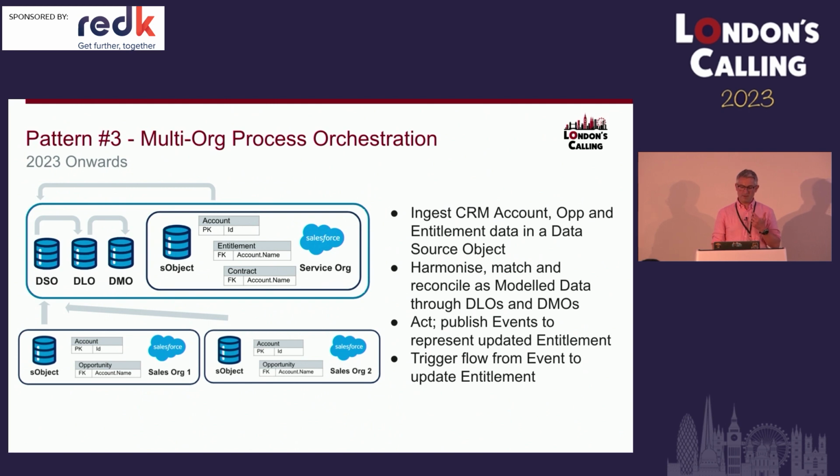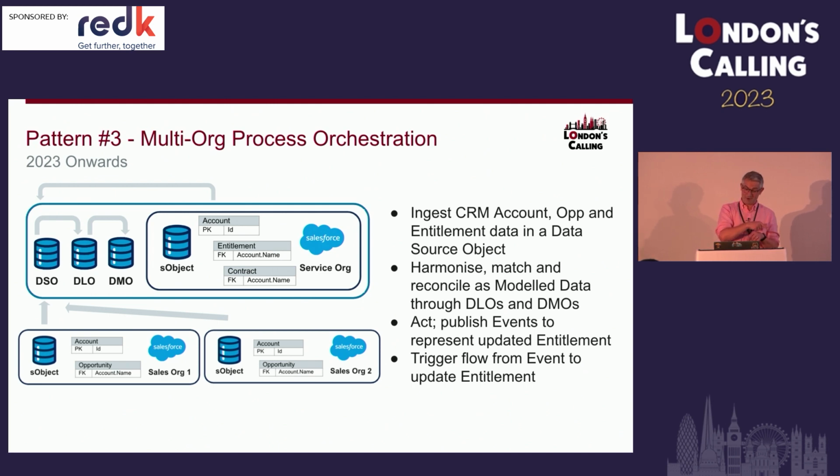So what do we do in a Data Cloud world? In a Data Cloud world, we are going to point the two sales orgs at Data Cloud. And we're going to use the accounts and the opportunities created in those orgs in a data source object. So we have them in our data source object, and we then need to harmonize and match them. So we are going to create a DLO, which is going to reconcile that data, and then it's going to push the data into a DMO. So we now understand all of the opportunities that have changed, and through the entire, sorry, I missed one thing.